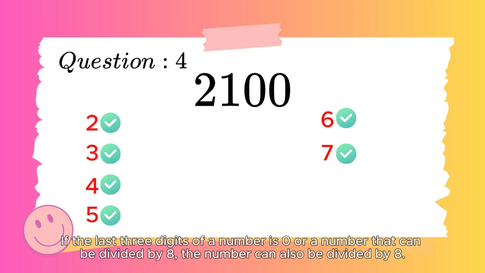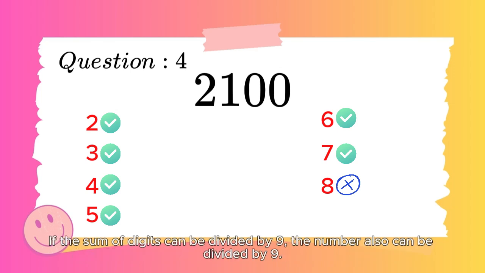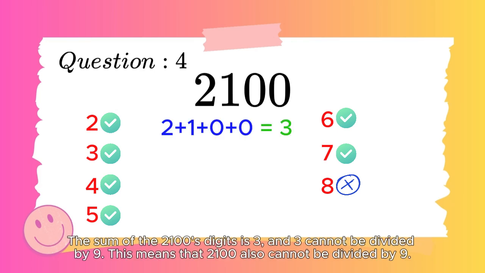If the last three digits of a number is 0 or a number that can be divided by 8, the number can also be divided by 8. The last three digits of 2,100 is 100, and 100 cannot be divided by 8. This means that 2,100 also cannot be divided by 8. If the sum of digits can be divided by 9, the number also can be divided by 9. The sum of the 2,100's digits is 3, and 3 cannot be divided by 9.